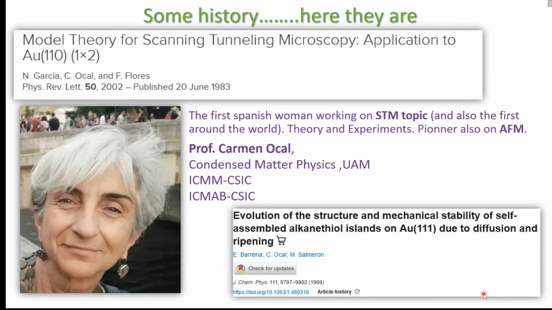But in some cases, we have some women that are not so well known. This is the case, for instance, of Carmen Ocal. Carmen was the first Spanish woman working on STM, both in theory and in experiments. Not only in Spain, probably she was the first in the world. She was also a pioneer in the use of AFM in the characterization of organic and inorganic materials.